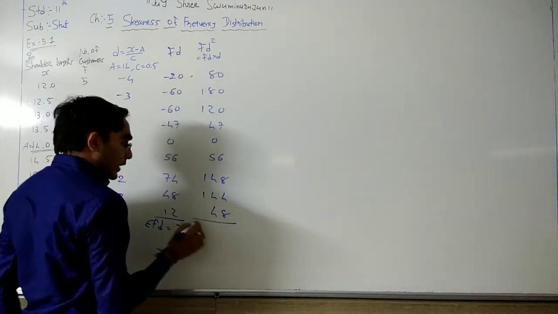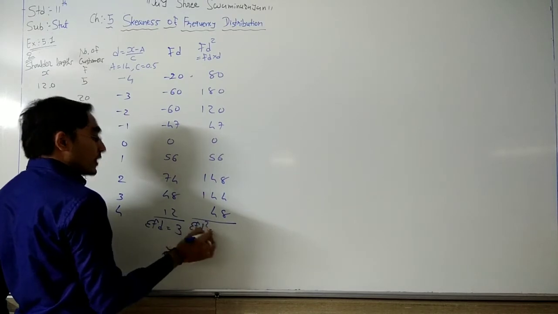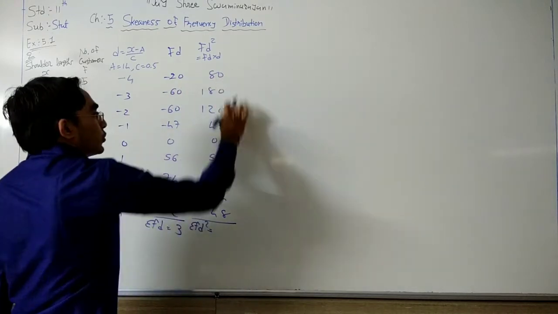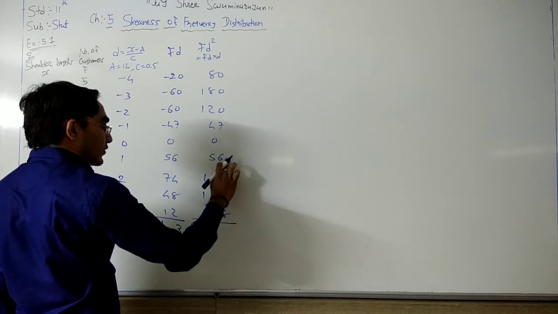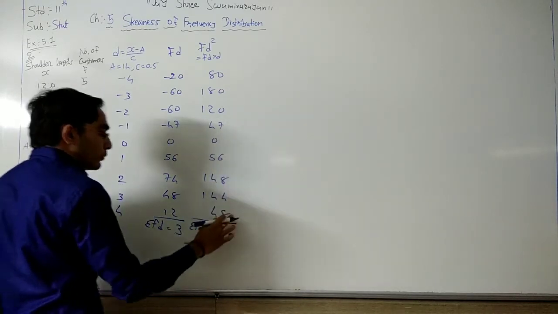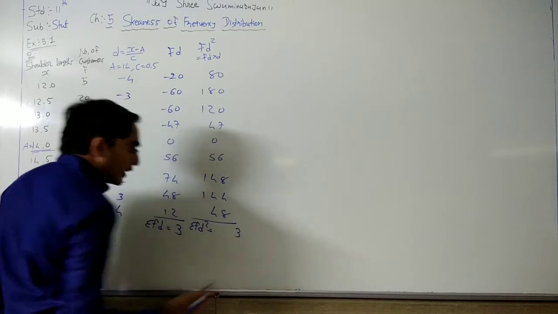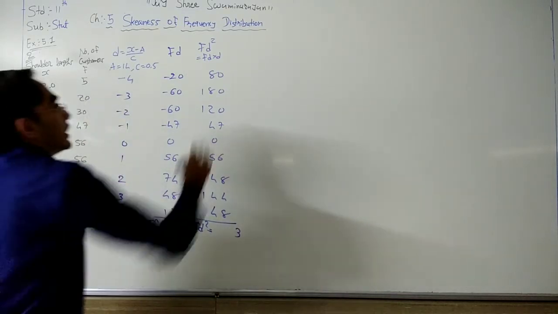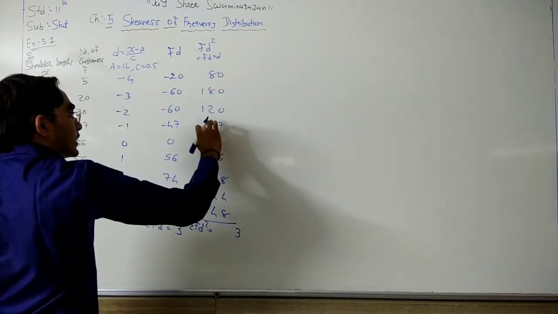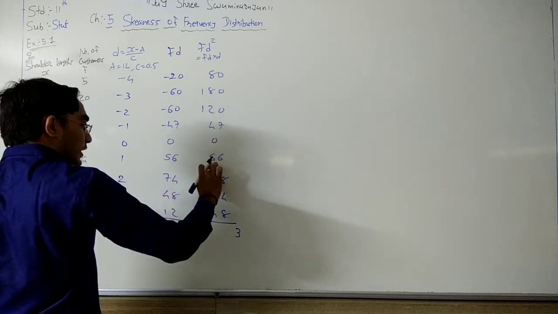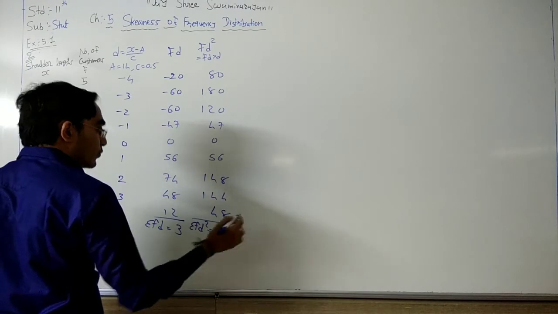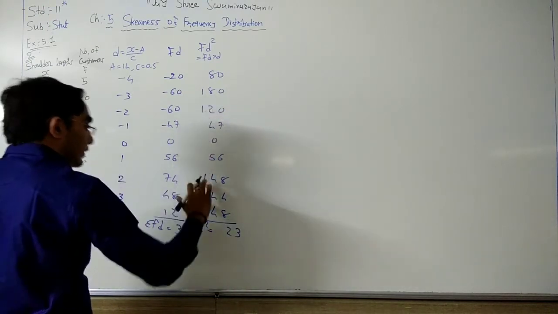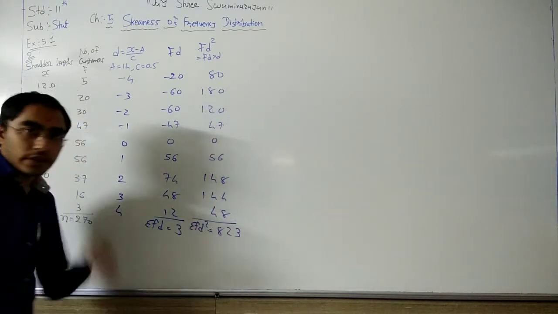Now sigma FD square. Find out the addition. So 7 plus 8, 15. 15 plus 6, 21 plus 4, 25. Plus 8, 33. 8, 8, 16. 20, 22, 25, 30, plus 12, 42. So sigma FD square is 823.